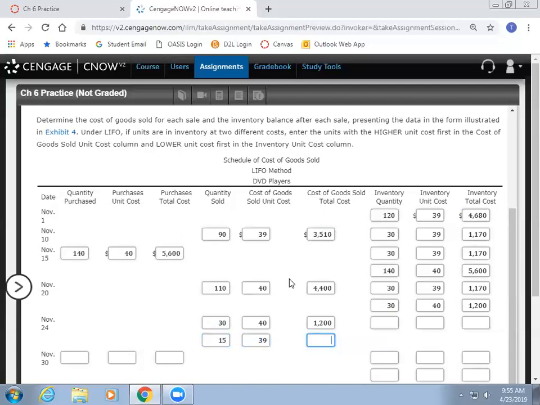15 times 39 should get 585. So on November 24th, we sold 45 units. We have to work from the bottom up, so all 30 of the $40 price point got sold, and then the remaining 15 came out of the $39 price point. And so we only have 15 left at the $39 price, which is $585.